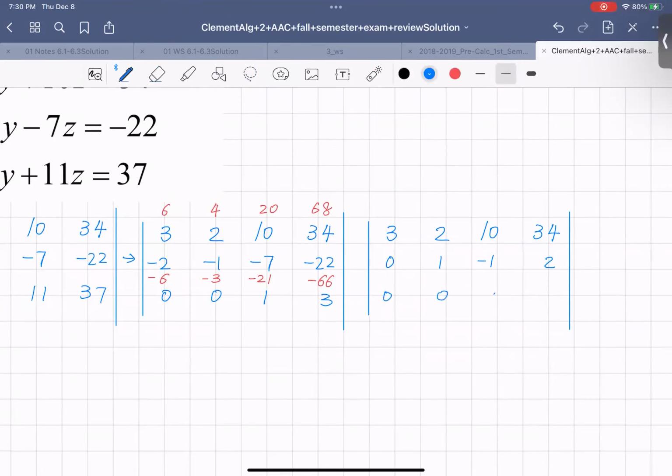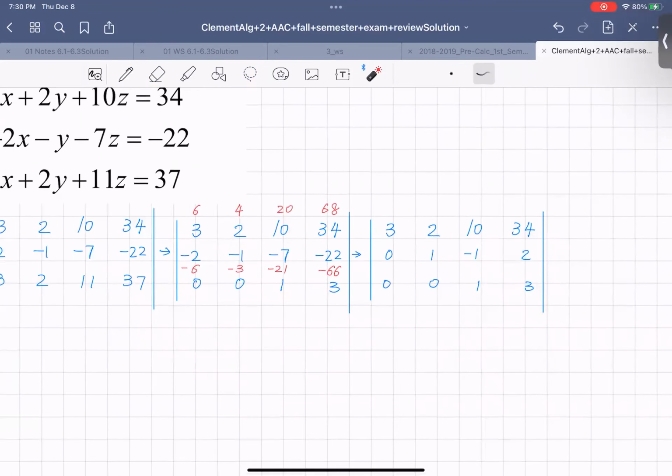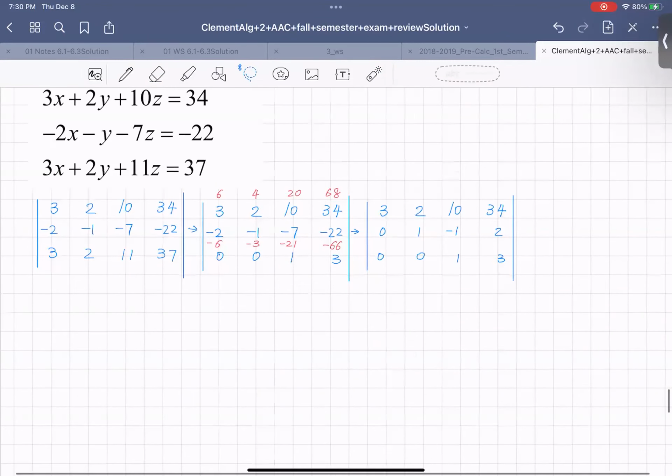0, 0, 1, 3. Double check 0, 1, -1, 2. That's right, right? Yes. Okay. And then we can mix this guy to be 0 also. Let's mix this layer to be 0 first. Okay. Yes.